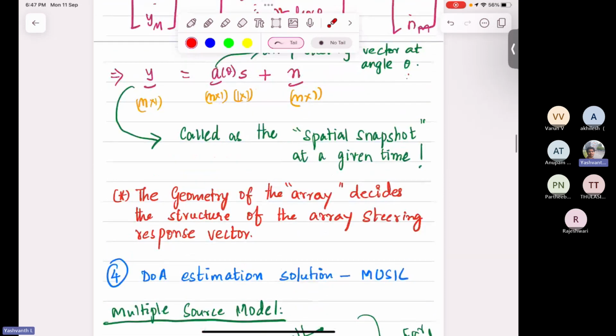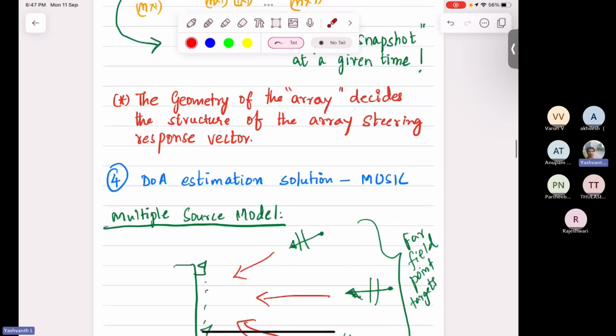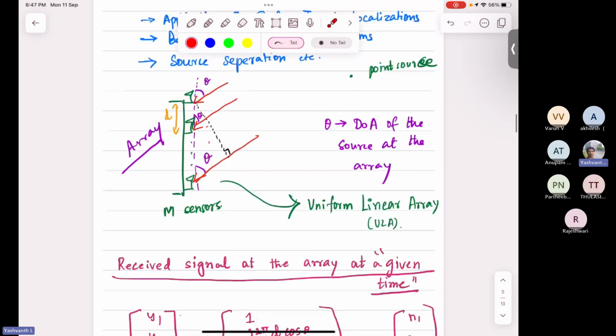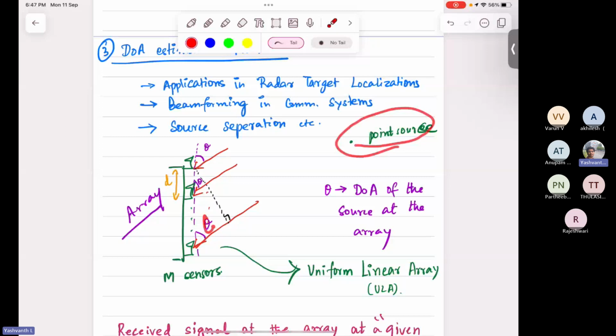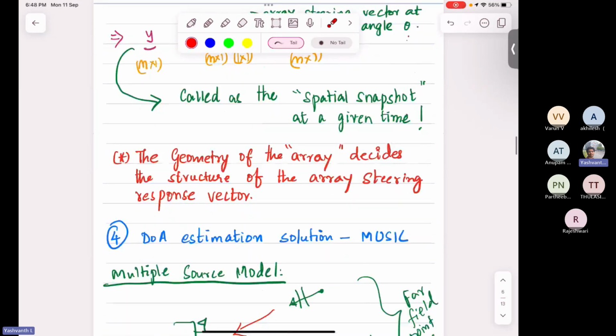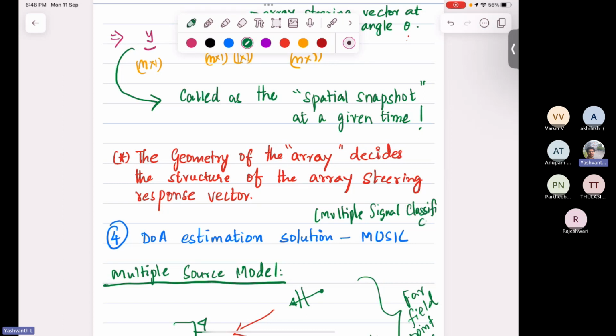So the geometry of the array decides the array steering response vector. One of the solutions to do DOA estimation, that is, if I want to know the theta at which this point is located, is given by MUSIC. MUSIC stands for multiple signal classification. So basically, MU is from the first word, SI from the second word, and C from the last word. So this basically forms MUSIC.